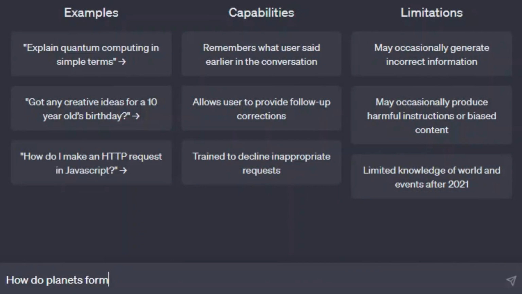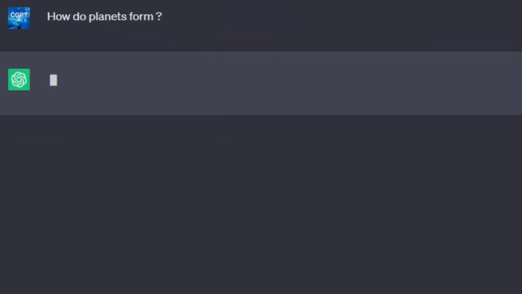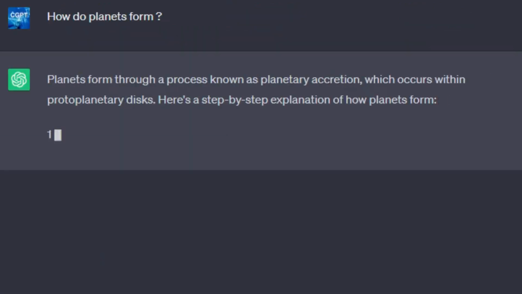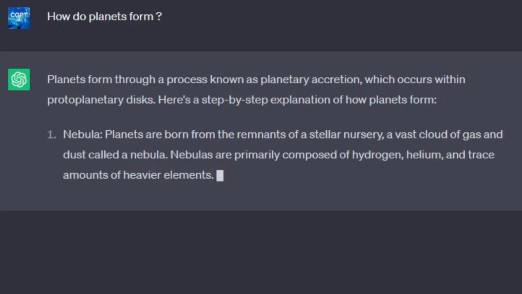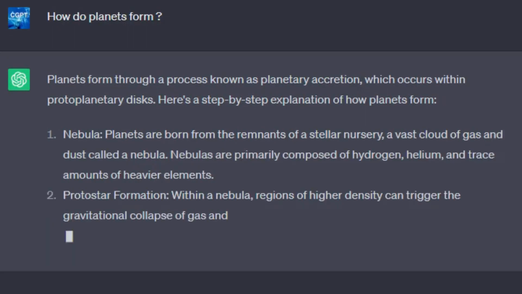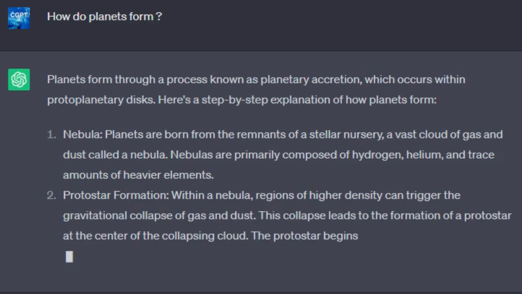How do planets form? Planets form through a process known as planetary accretion, which occurs within protoplanetary disks. Here's a step-by-step explanation of how planets form.